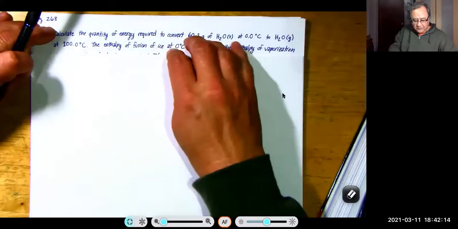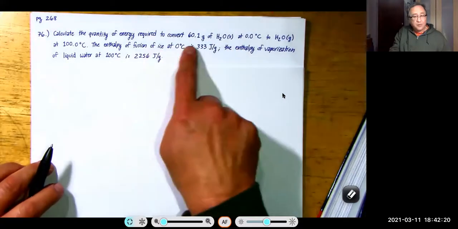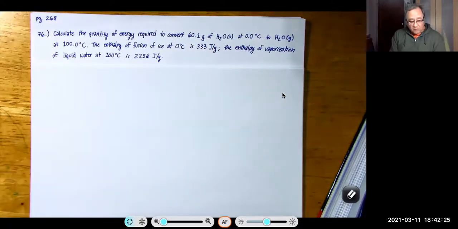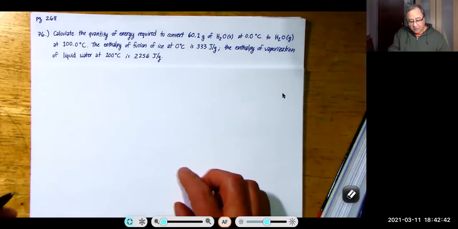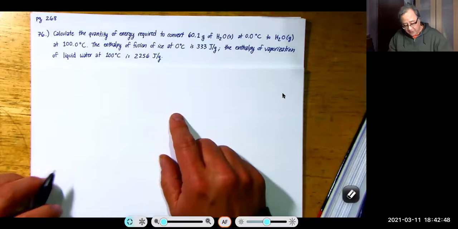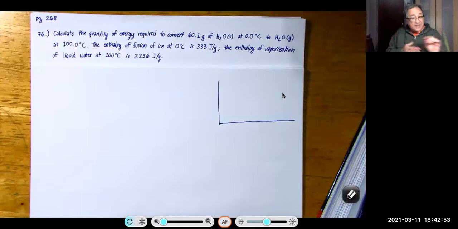So here we have: calculate the quantity of energy required to convert 60.1 grams of H2O at 0 degrees Celsius to H2O gas at 100 degrees Celsius. They give us the enthalpy of fusion of ice at 0 degrees Celsius, which is 333 joules per gram. And the enthalpy of vaporization of liquid water at 100 degrees Celsius is 2,256 joules per gram.